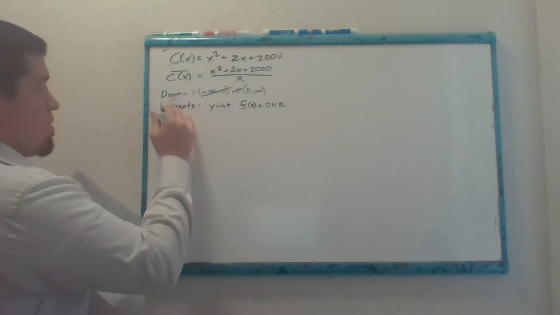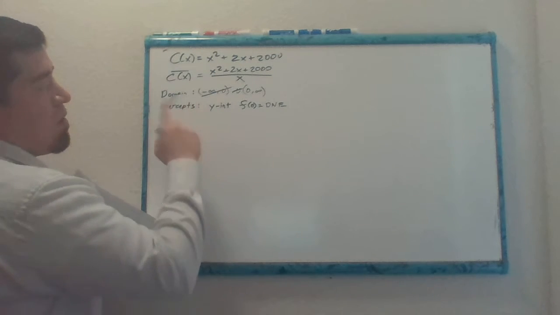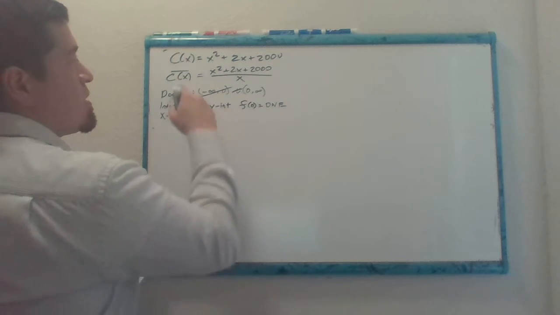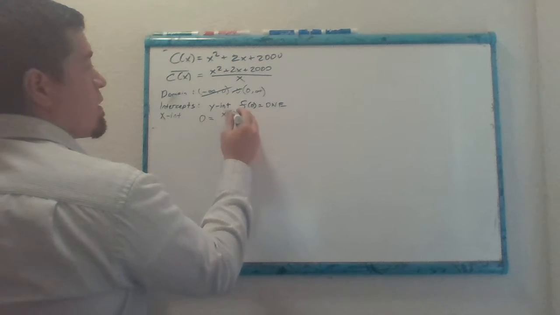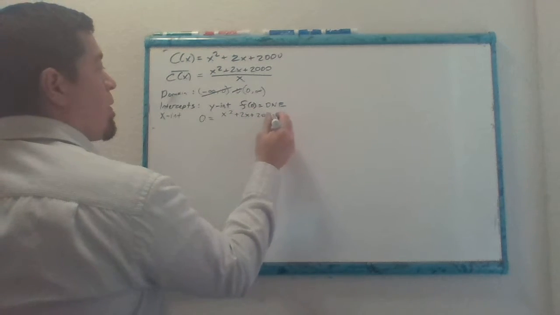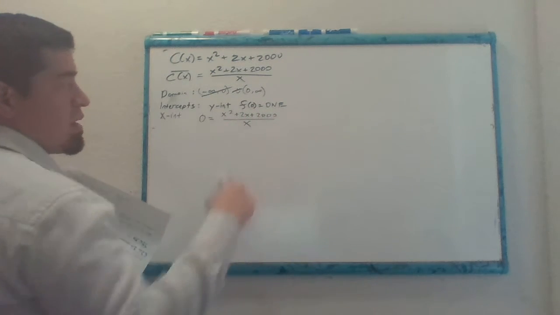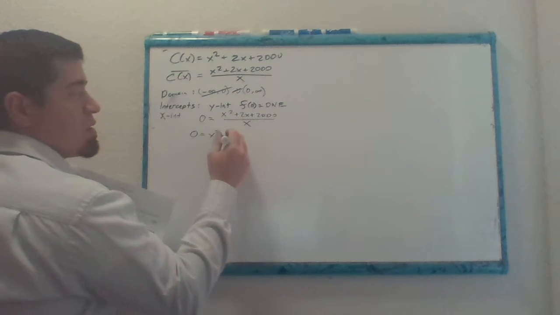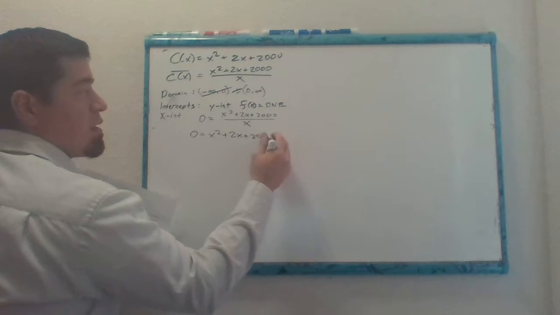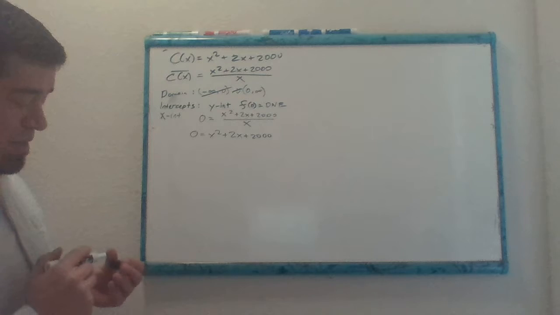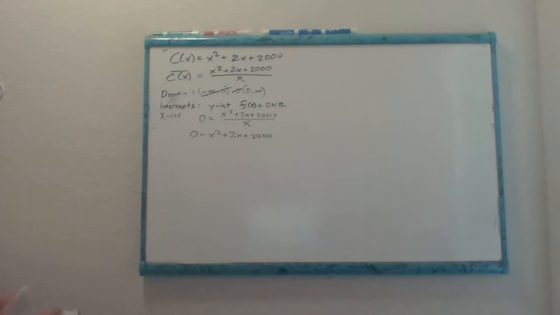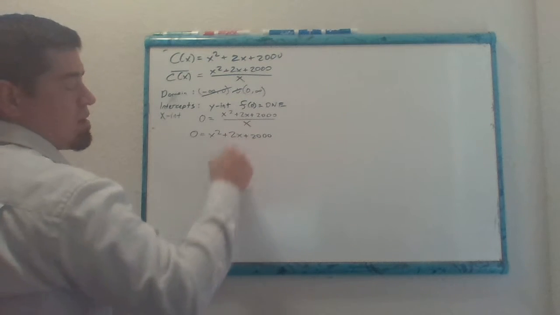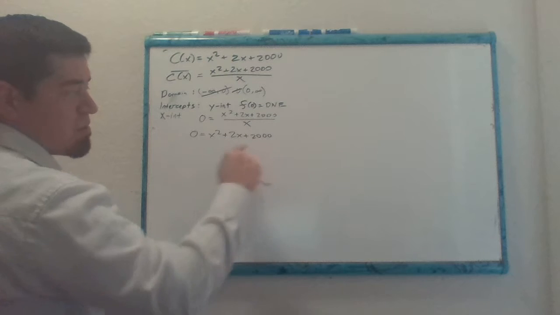Is there a horizontal asymptote? Well, actually, before that, what about the x-intercepts? Set the equation equal to 0 and solve for x. The only thing that matters is 0 equals x squared plus 2x plus 2,000, the numerator. If we try to solve this, I could try using my calculator. You'll see on your calculator this graph will not go through the x-axis.